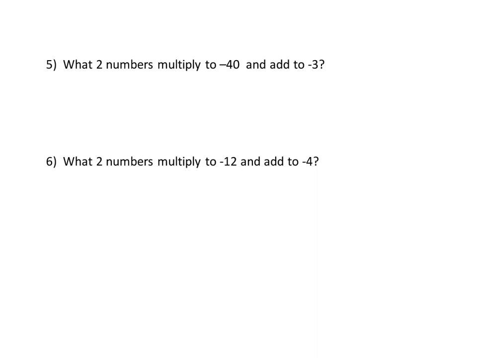Question 5, what two numbers multiply to negative 40 and add to negative 3? So this time, notice they're multiplying together to give us a negative. So let's just start with our factors. So 40 would be 1 and 40, 2 and 20, 4 and 10, and 5 and 8. I believe that's it.